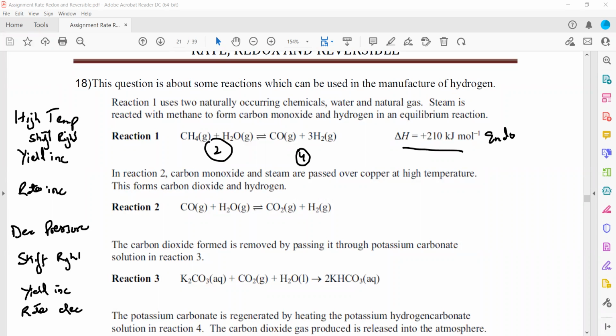And then decrease the pressure, it will shift towards the side where the number of moles of gas is more, so it is toward the right hand side. But when we decrease the pressure, the concentration also decreases, so there are fewer collisions, that's why the rate will decrease.